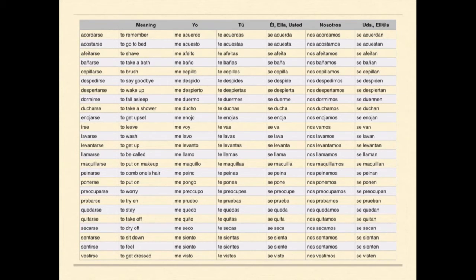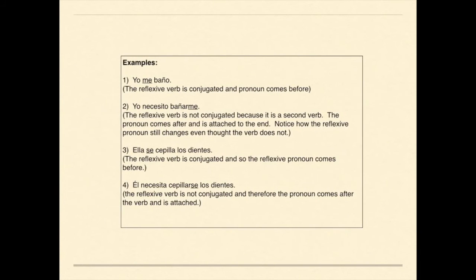So study these different forms for all of these reflexive verbs. We will use these to describe our daily routines. Here are some examples. Example 1. Yo me baño. The reflexive verb is conjugated, and so the pronoun will come before it. Notice how the se disappeared off of the back part. The verb is bañarse. Again, the se was taken off. It turned into me because we are referring to yo. And it gets placed in front of the verb. So we end up with yo me baño. Or we could shorten it and just say me baño.